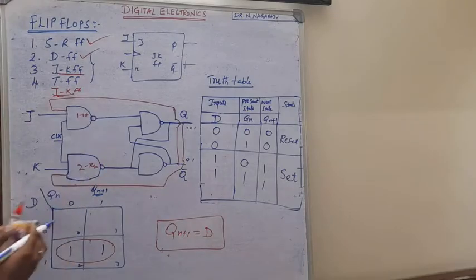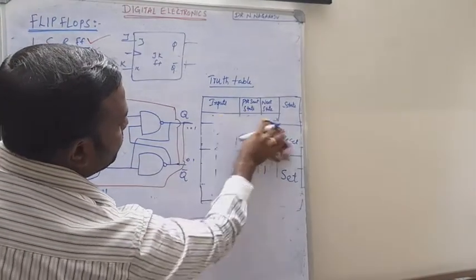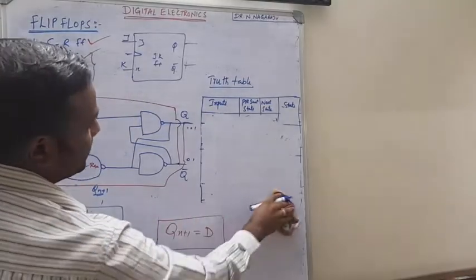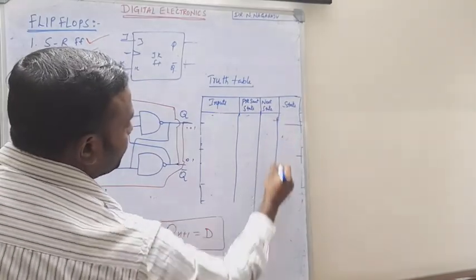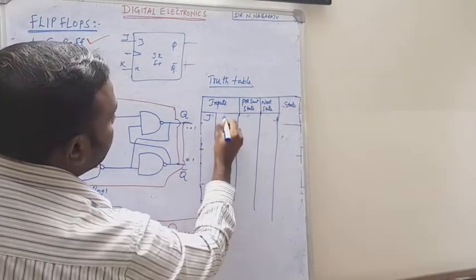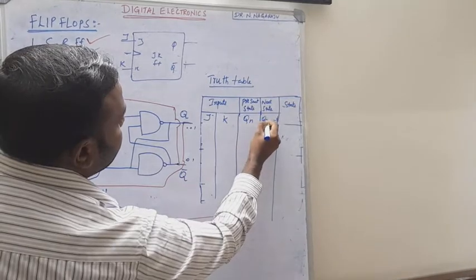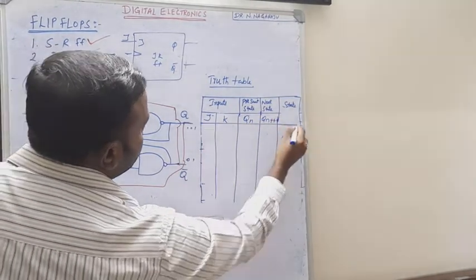Now I am going to design the truth table for this one. I'm going to analyze the truth table. Here how many inputs are there? Two inputs are there. What are the inputs here? J is one input and K is one input, right? And the present state is Qn, and the next state is Qn plus 1.